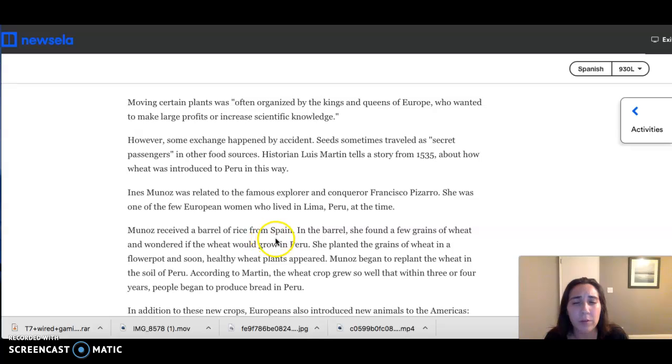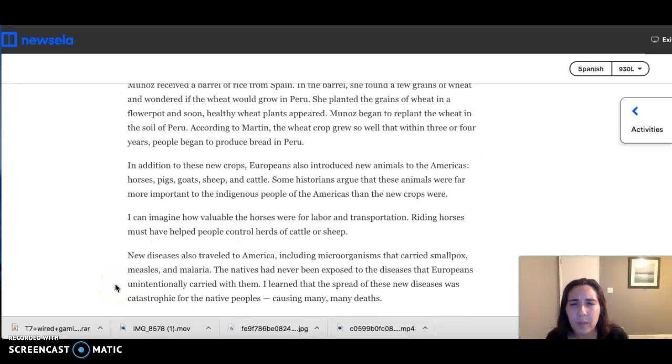Munoz received a barrel of rice from Spain. In the barrel, she found a few grains of wheat and wondered if the wheat would grow in Peru. She planted the grains of wheat in a flower pot, and soon healthy wheat plants appeared. Munoz began to replant the wheat in the soil of Peru. According to Martin, the wheat crop grew so well that within 3 or 4 years, people began to produce bread in Peru.